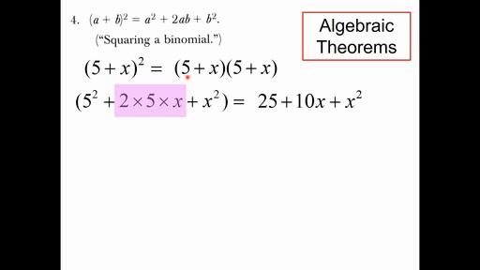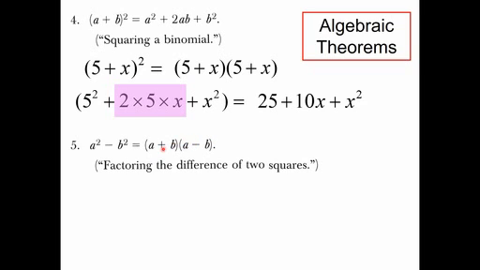So squaring a binomial. Next one, you recognize this: difference of 2 squares, a squared minus b squared. I just always remember that if you take each of these terms, do 2 parentheses, put in the first term and the second term, and put a plus, then put the first term and the second term and put a minus. This works every time.